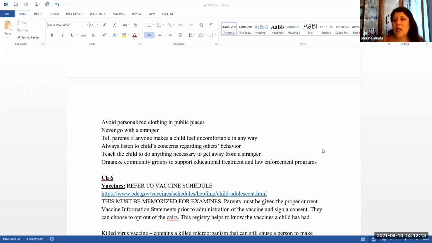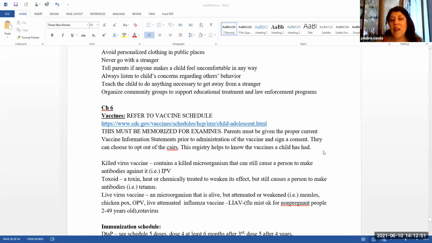Know that parents must be given the proper current vaccine information statement prior to administration of the vaccine, and they need to sign a consent. The VIS statements, or the vaccine information statements, are dated, so please make sure that they have the most up-to-date one. There is something called a CARES, and this is a registry that lets people know that the child had the vaccine. So they are automatically put in unless the parent signs the waiver saying that they are opting out.